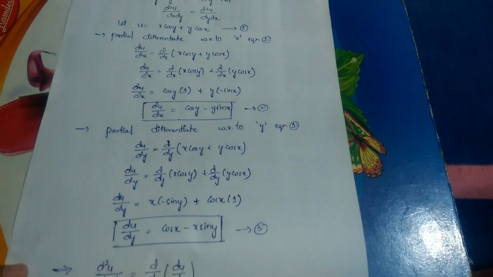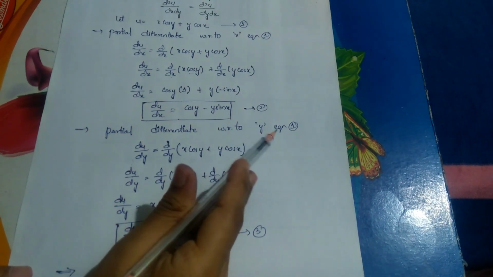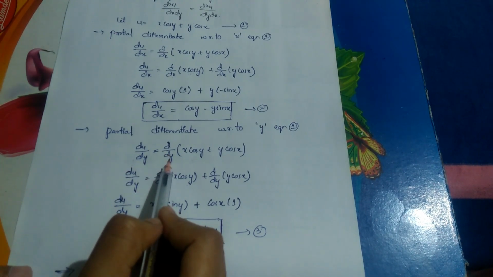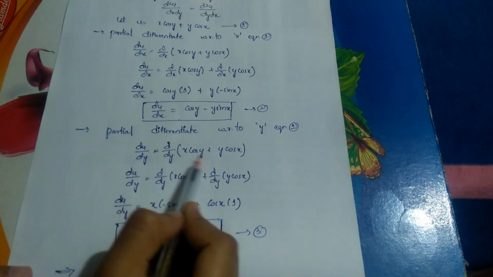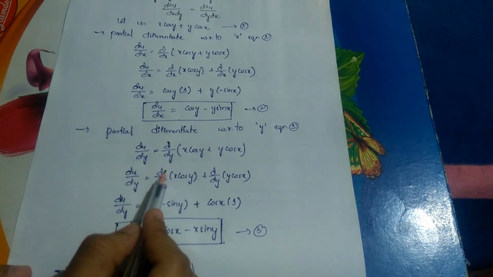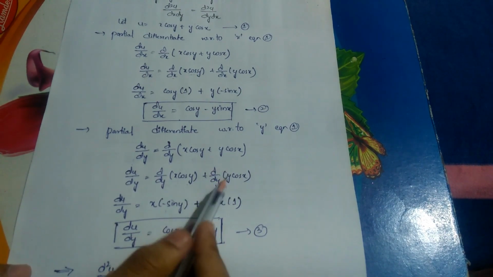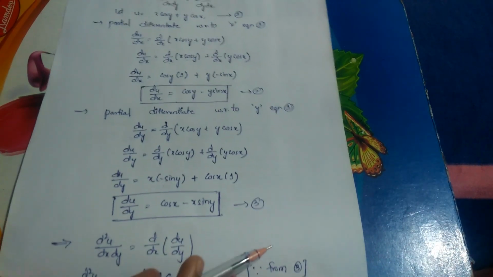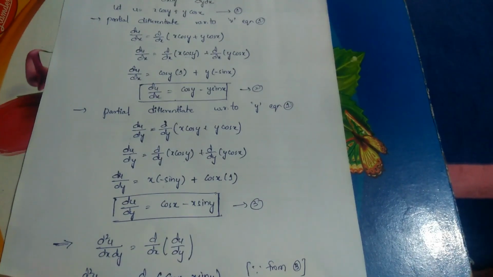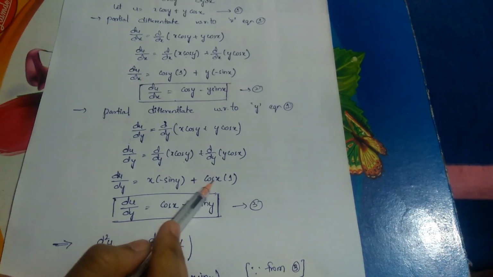Here, similarly, find the partial differentiation with respect to y of equation 1, that is ∂u/∂y is equal to ∂/∂y of the function u, x cos y plus y cos x. Then ∂u/∂y is equal to ∂/∂y of x cos y plus ∂/∂y of y cos x. Writing it separately, ∂u/∂y is equal to x of minus sin y plus y cos x into 1.